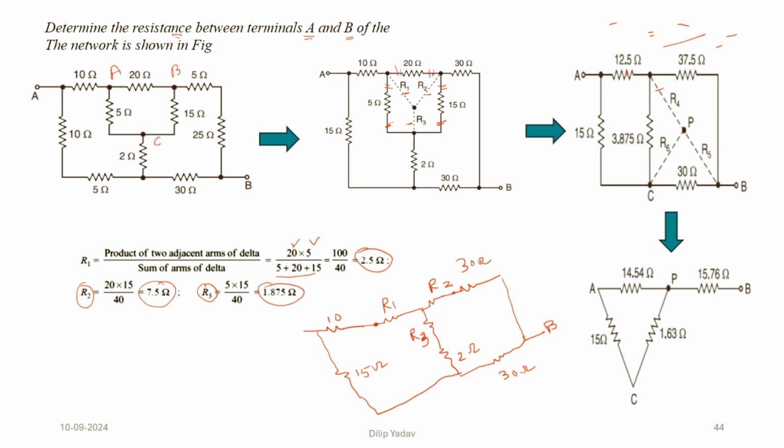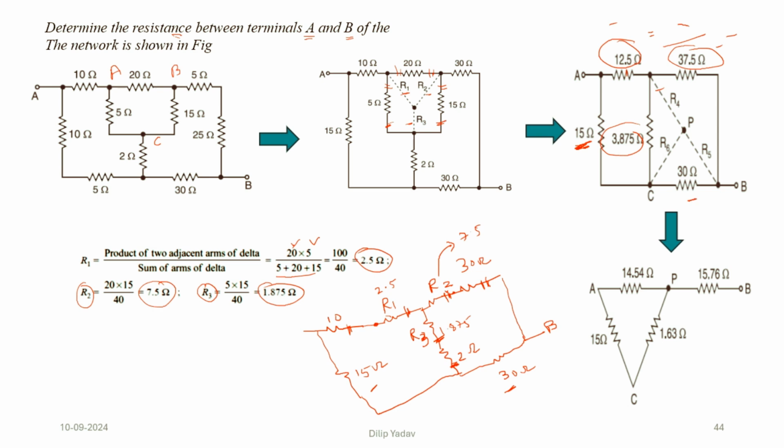These are the R1, R2 and R3 we have obtained. The R1 value will come in series: R1 was 2.5, so it will be 12.5. This will be 37.5, and the third one will be 3.875, because it was 2 and R3 was 1.875. Then R1 was 2.5, and R2 was 7.5. These are each connected in series. So we are left with the 15 ohm that was already there, then the 30 ohm connected here. Now we have obtained this.